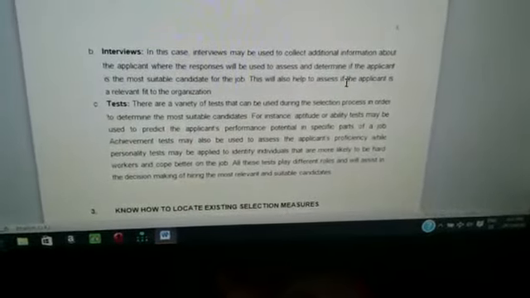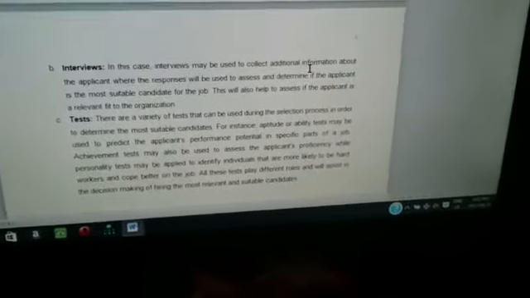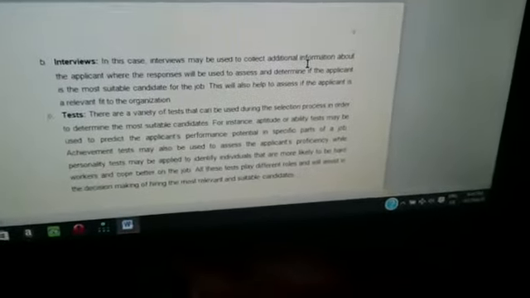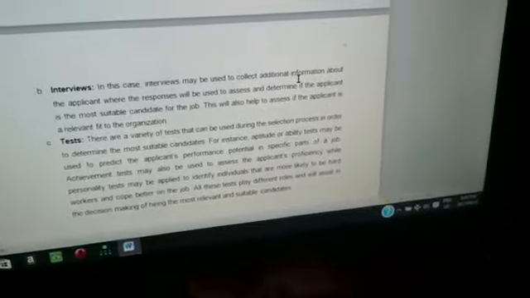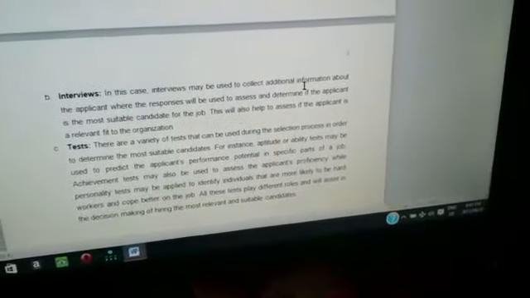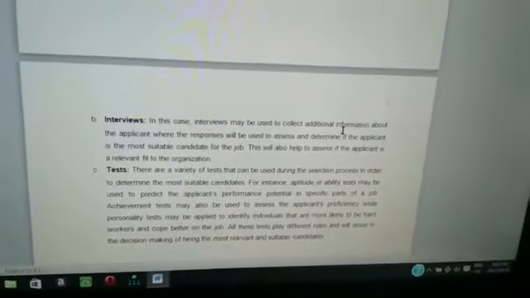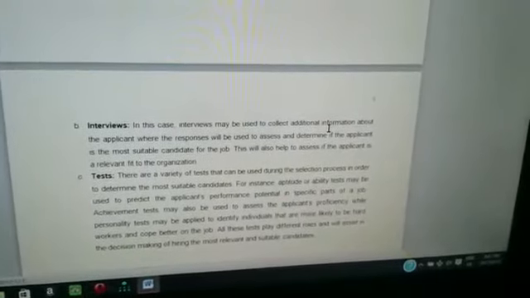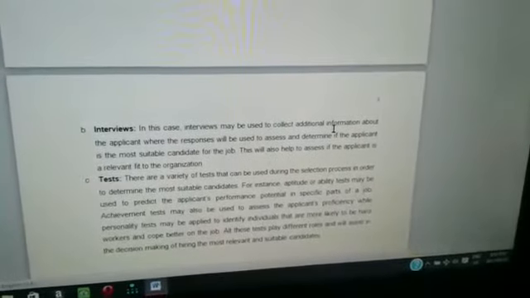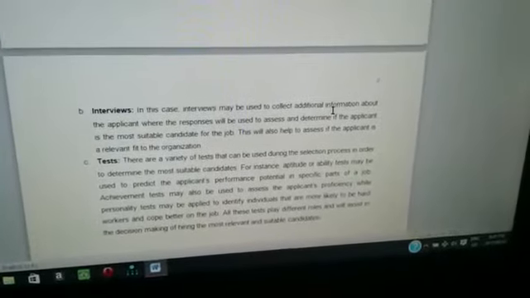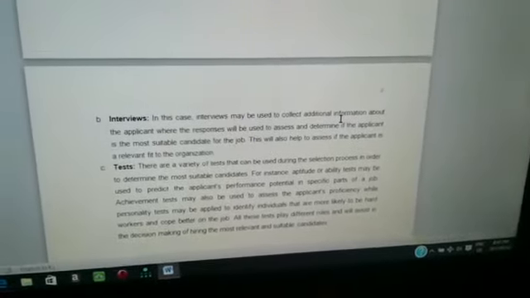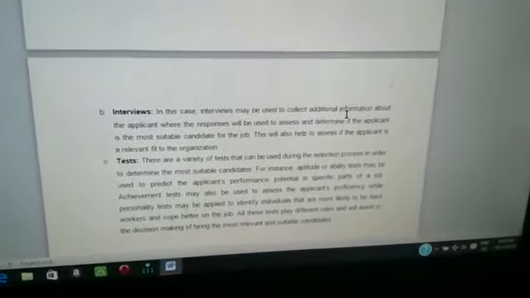Then we have interviews. In the case of interviews, we may use interviews to collect additional information about the applicant, where the responses will be used to assess and determine if the applicant is the most suitable candidate for the job. This will help to assess if the applicant is a relevant fit to the organization.